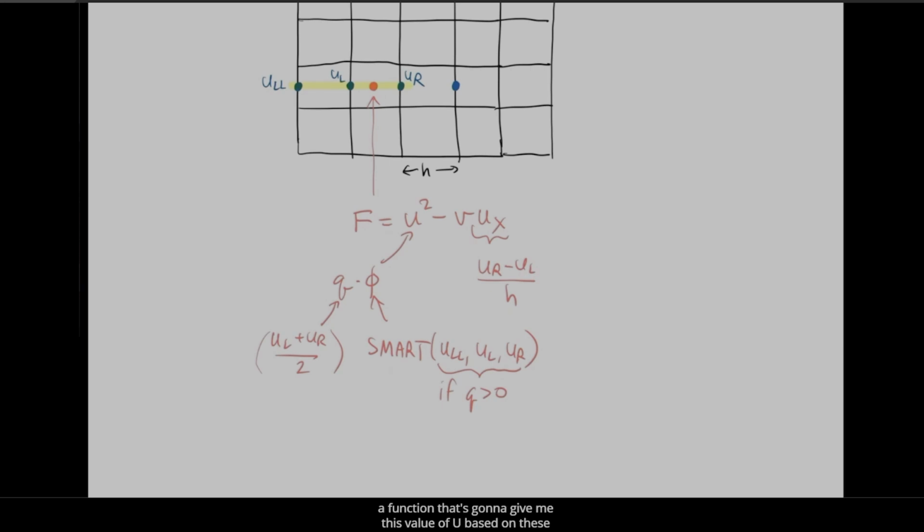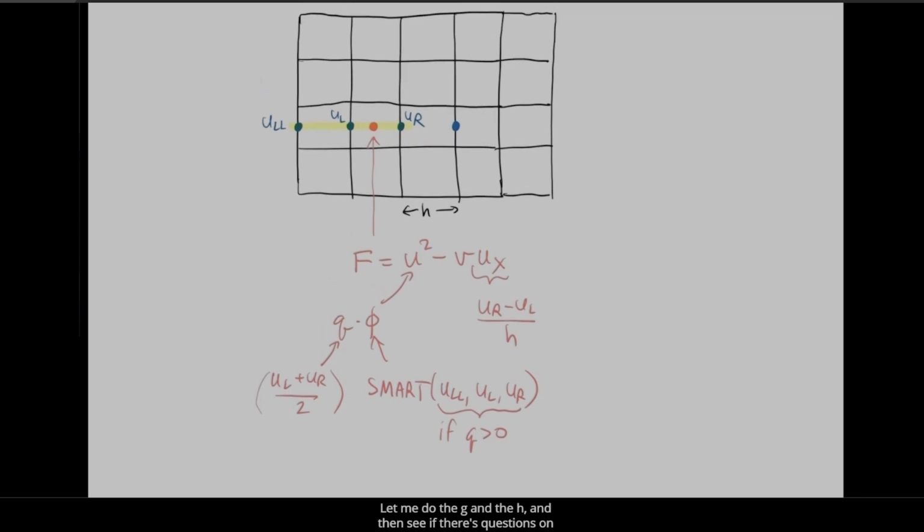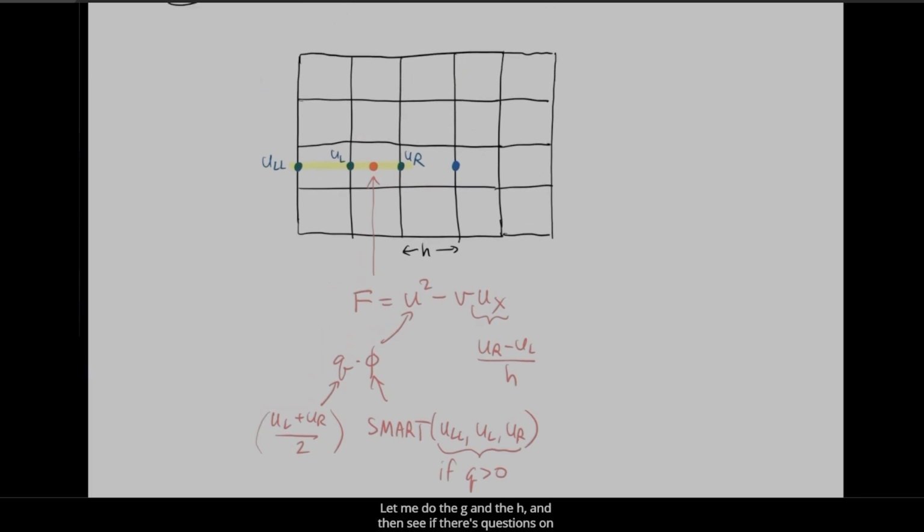For now, it's the function that's going to give me this value of u based on these three values right here, some kind of quadratic interpolation with a limiter built in. And of course, if q were less than 0, then you'd be interpolating these values. Again, you can use QUICK or the SMART limiter. So that is how you evaluate the F. Let me do the G and the H, and then see if there are questions on those.